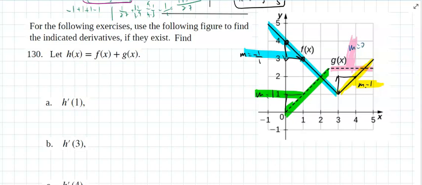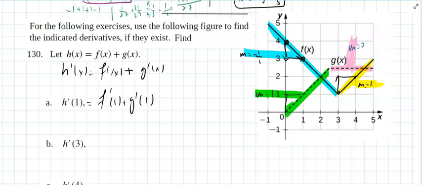Well, let's see how this plays. I'm going to take a derivative of h of x. That's going to be the derivative of the first plus the derivative of the second. So when they ask what's h prime of 1, that's f prime of 1 plus g prime of 1. And that doesn't look very pretty. That's how it looks. Okay, and what would that be?